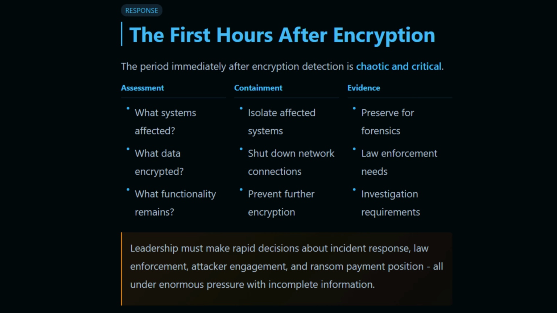They face immediate operational impacts. Business processes that depend on encrypted systems stop functioning and customer service is disrupted. Sometimes production halts and revenue generation ceases. Leadership has to make rapid decisions about incident response, whether to involve law enforcement, engage with the attackers, and initial positions on whether paying ransom is considered. All of this is happening under enormous pressure with incomplete information while the organization is in crisis mode.